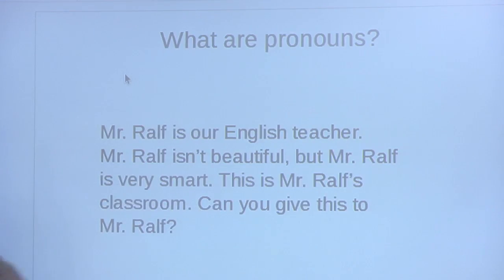Pronouns can be quite confusing for many learners. First, I will give you the foremost reason why we use pronouns. Let's look at this paragraph. Some of you have read it already. I will read it for you.